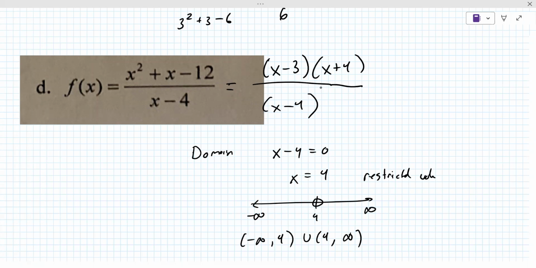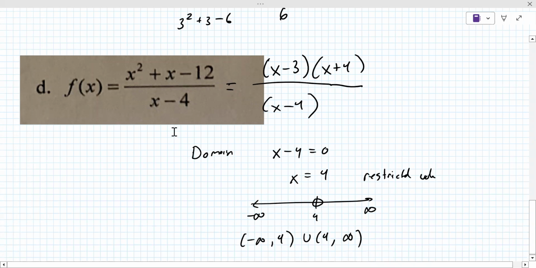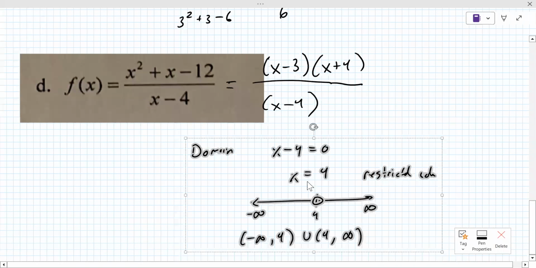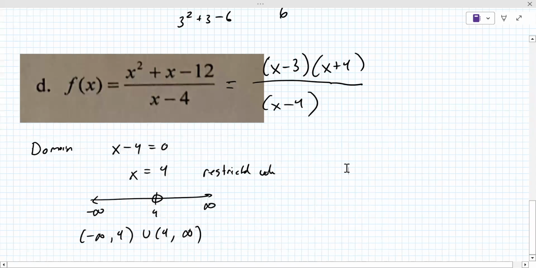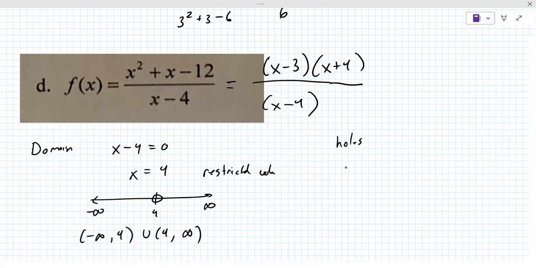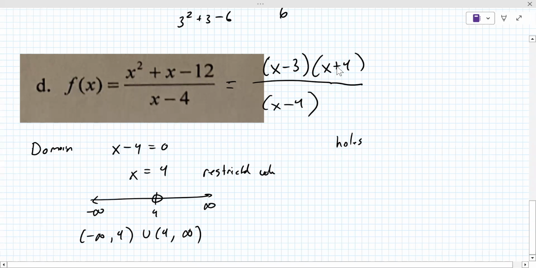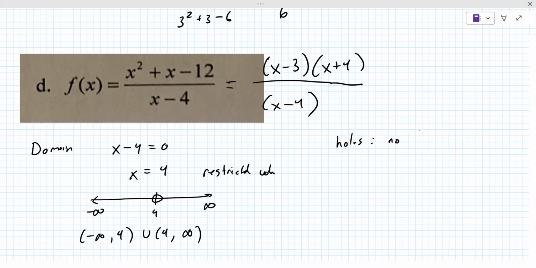Okay. And is that because it's on the bottom? Yes, the domain always comes from the bottom. So after you do the domain, it really leads you to the holes. And you're looking for, like I said over and over again, because if I don't remind you here, you'll get to a test or quiz, there'll be a hole and you'll forget. It really changes everything. Any common factors in top and bottom? This one does not have any, no holes.